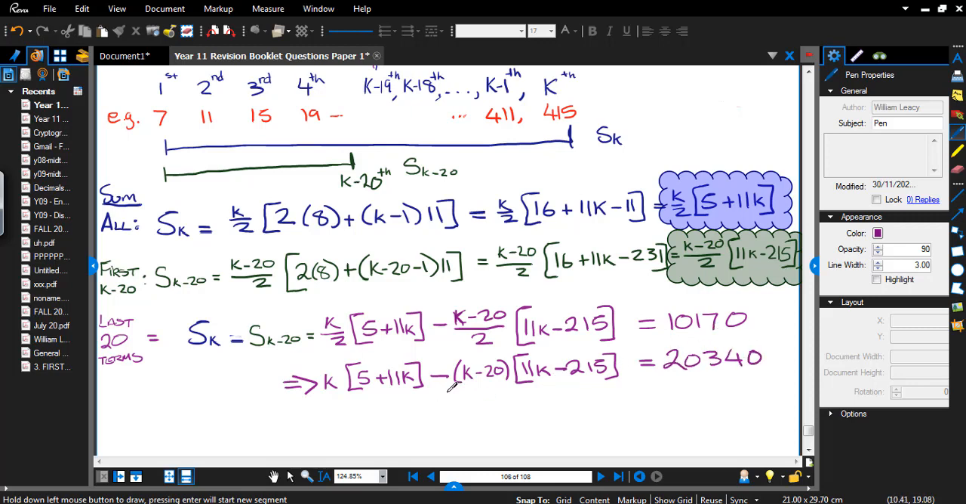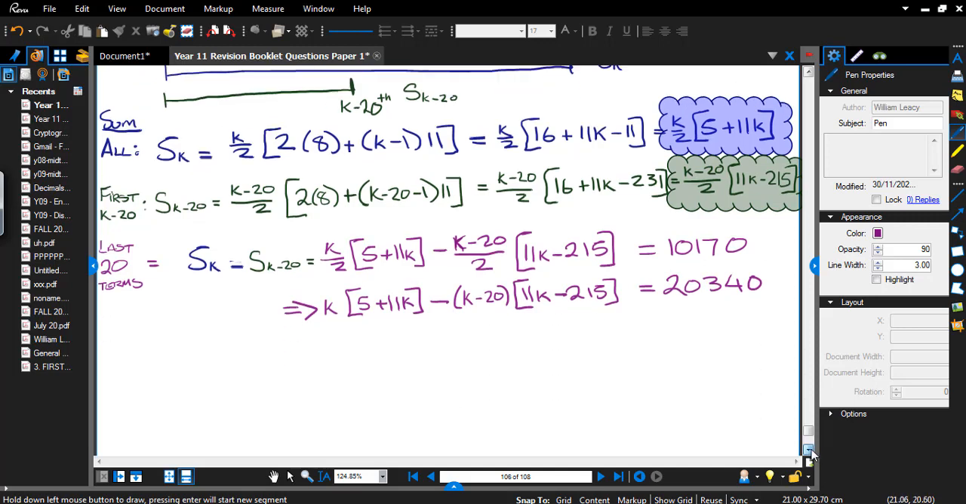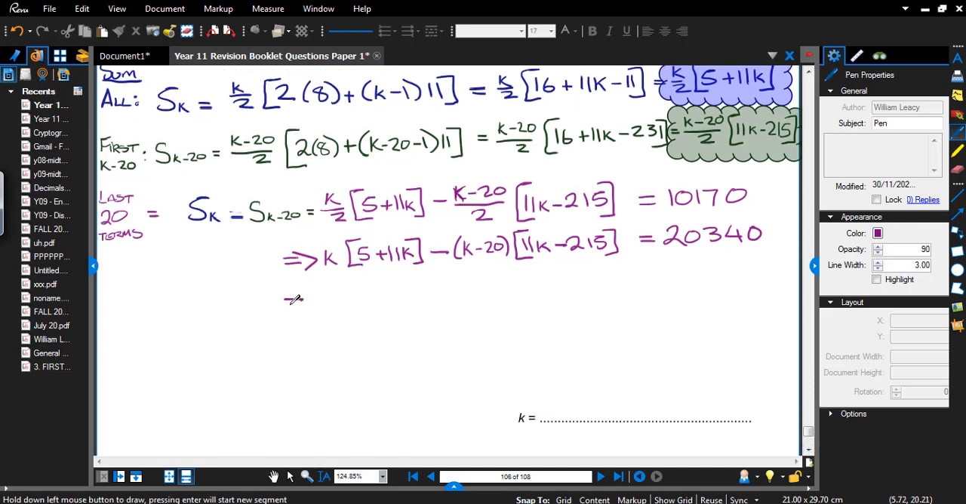Now, you might say, well, what are we going to do here? We'll just multiply it out. So that implies 5k plus 11k squared minus k times that is 11k squared. So our k squared is going to cancel, that's a good thing. Minus k times this is plus 215k. So here we have minus 20 is plus 20. 20 times 11k is plus 220k. So just watch out for that double negative, very, very hard to see, okay?